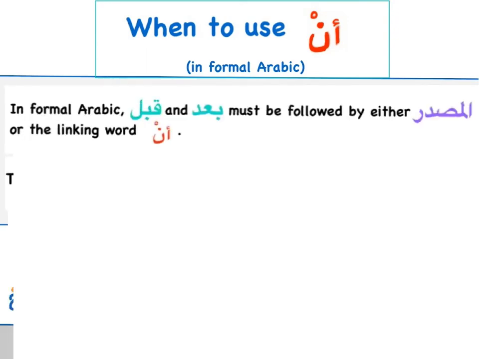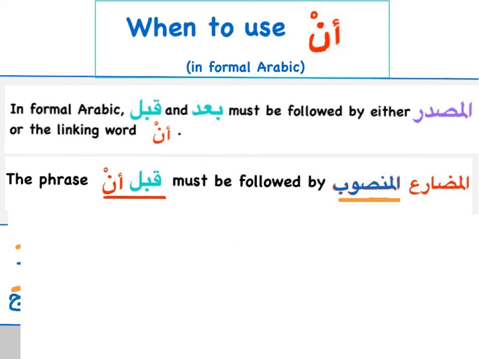In formal Arabic, بعد and قبل, before and after. قبل, before, بعد, after, must be followed by either masdar or the linking word أن. Let's see how. The phrase قبل أن, before, must be followed by مضارع منصوب. Remember مضارع منصوب? It's the مضارع that comes after أن, that has a fatha in the end. Remember the whole ending thing? Okay, I'm assuming that you do.